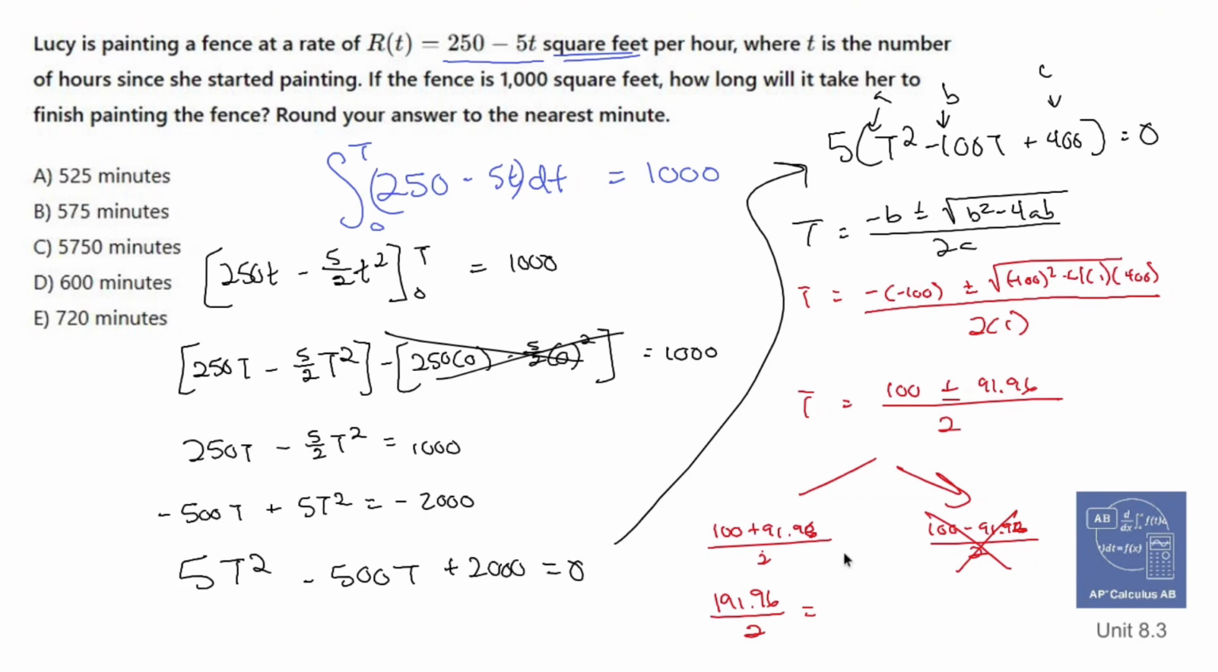That is going to be 95.83 according to the internet. 95.83. Now that is hours. To convert that to minutes, you multiply by 60. Multiplying that by 60 is going to get you roughly 5,750 minutes according to the internet once again.